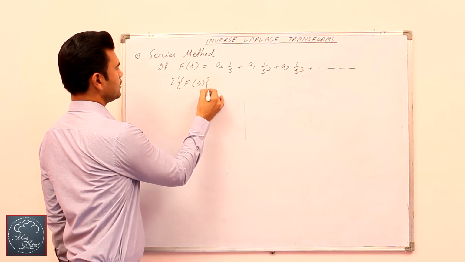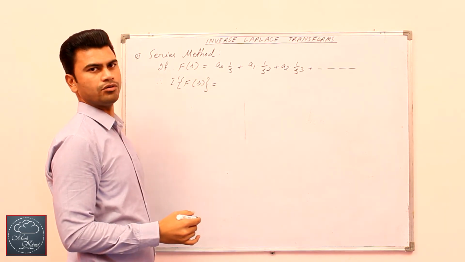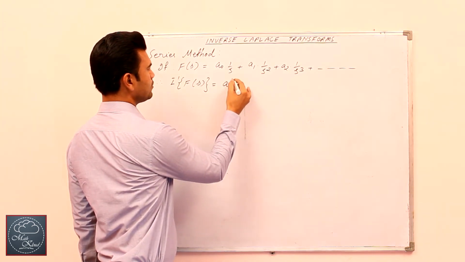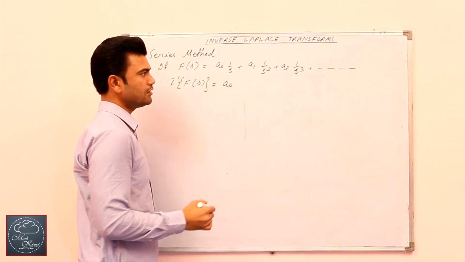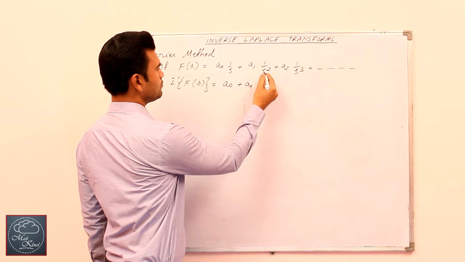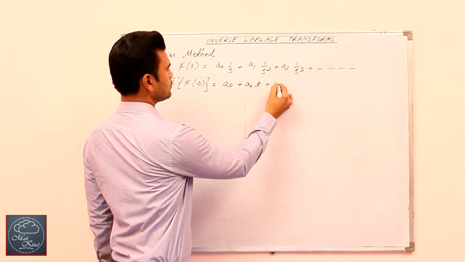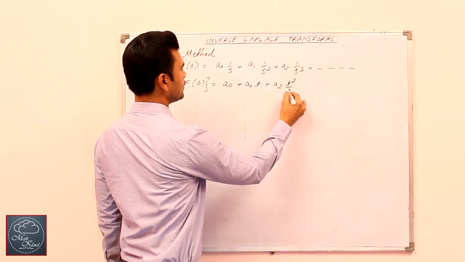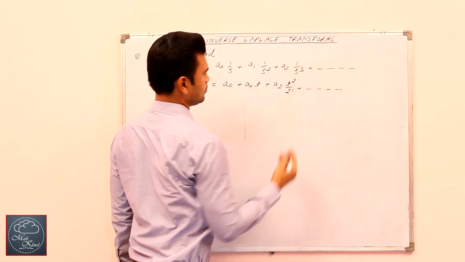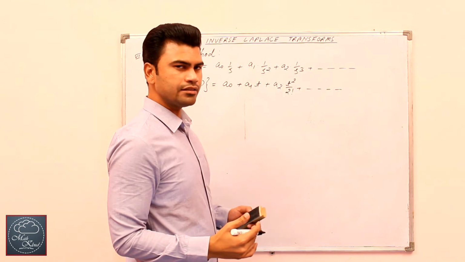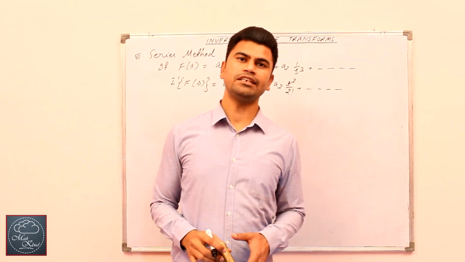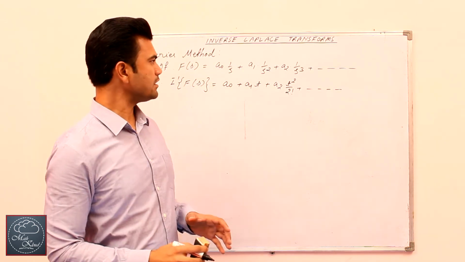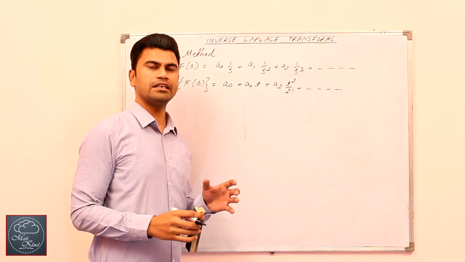As you know, the inverse Laplace transform of 1 over s power n: for a naught, its inverse will be 1, for a1, its inverse will be t, and so on, its inverse will be t square by 2 factorial, and so on. So this is the way the power series method works. Now let us illustrate this with the help of one example.